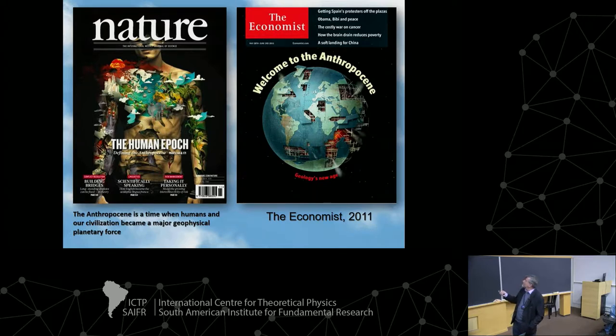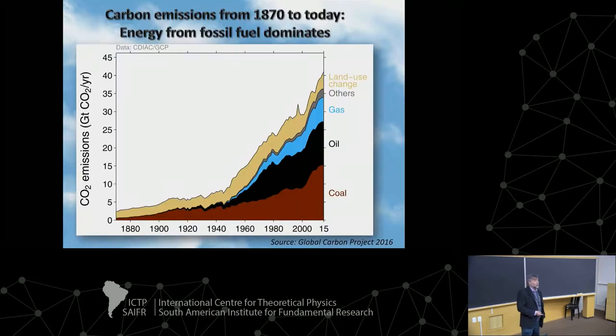And this is the cover of The Economist in 2011, Welcome to the Anthropocene. So this is recognized not just by science, but also by economists and social scientists all over the world. So we are taking over the planet, and the main question is, what are we going to do with these new features? One central issue in climate change is the use of energy on the planet.